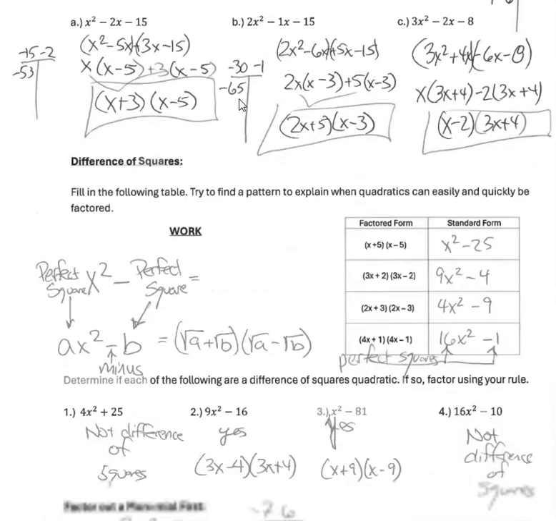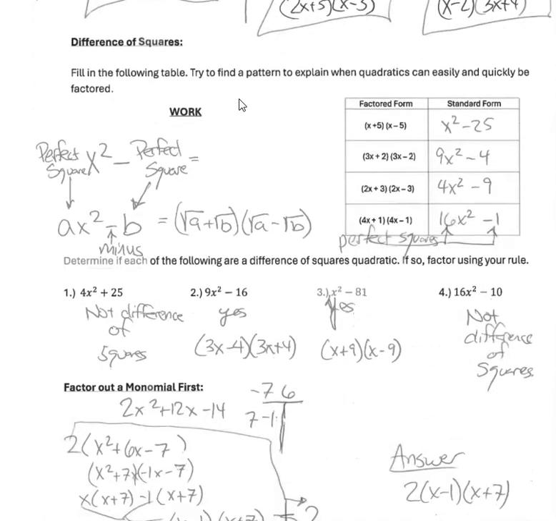Now, mathematicians are always looking for efficiencies and quick ways of doing things. So we looked at these factored forms, which are x plus 5 and x minus 5, 3x plus 2 and 3x minus 2, 2x plus 3 and 2x minus 3, 4x plus 1 and 4x minus 1, and we FOILed them. What we ended up getting was x squared minus 25, 9x squared minus 4, 4x squared minus 9, and 16x squared minus 1. And what we found with all of these cases was that the middle term went away.